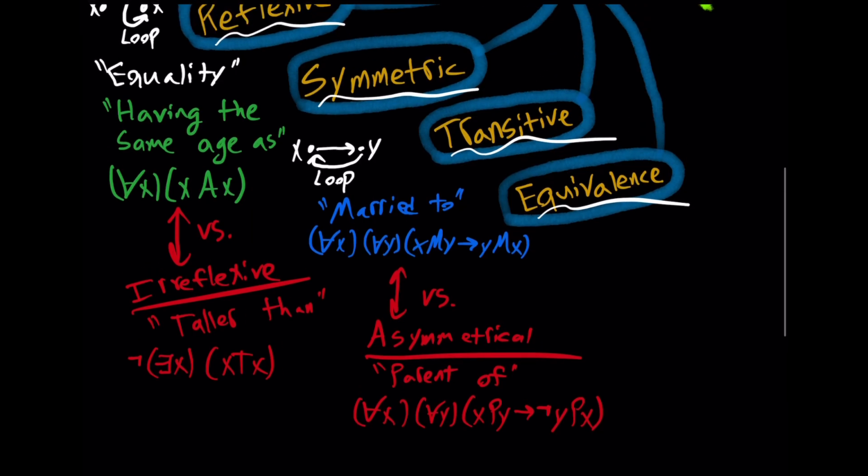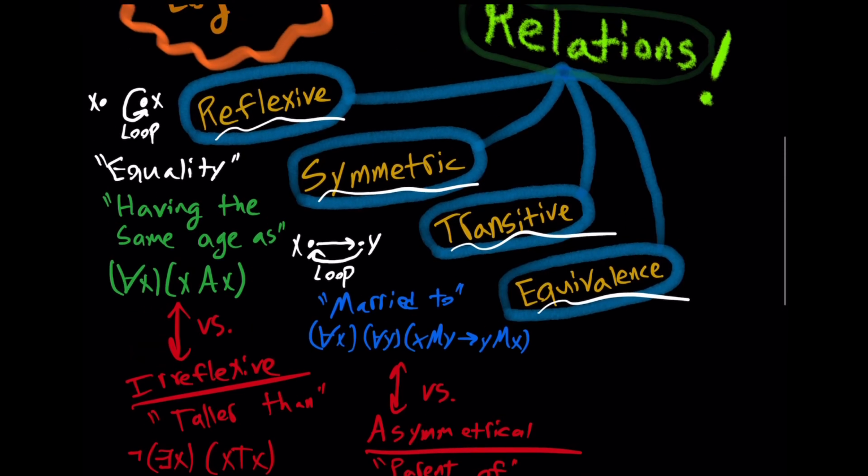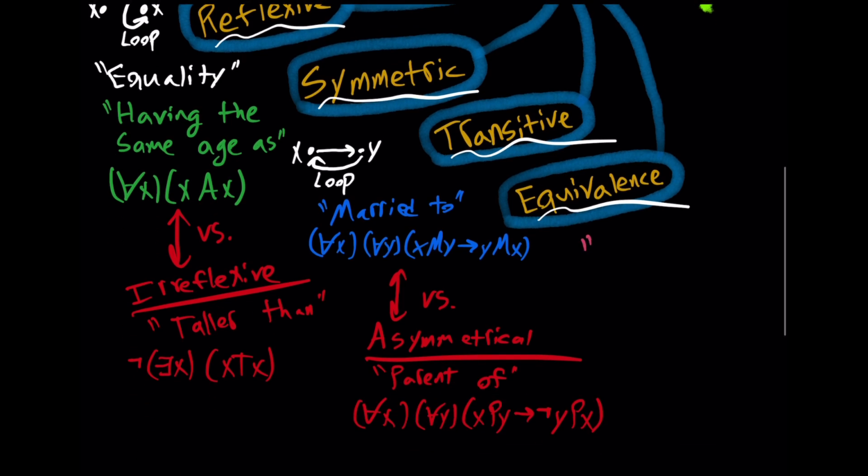Now, when it comes to transitive relationships, we're thinking about three things. A transitive relationship tells us if one thing is related to a second thing, and that second thing is related to the third thing, then that first thing is likewise related to that third thing in the same manner. For example, consider the example of ancestor of.